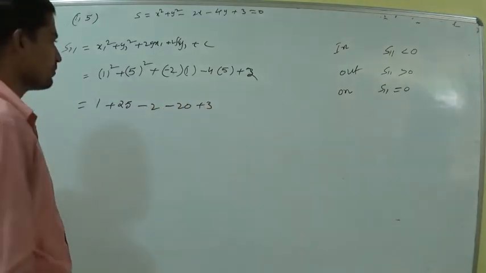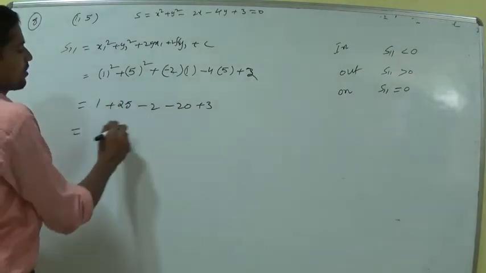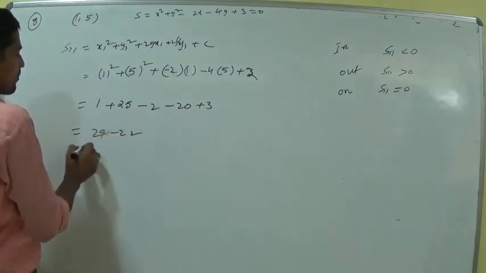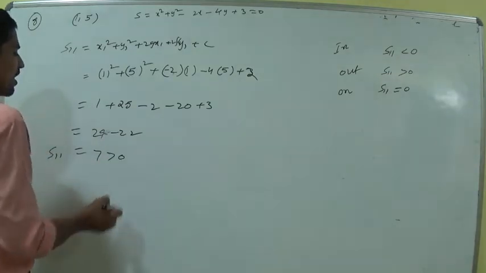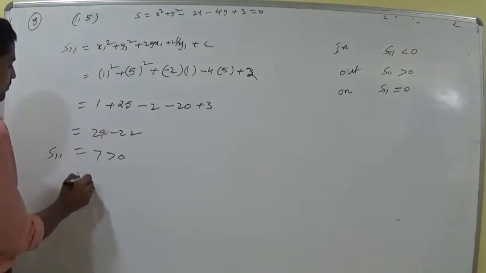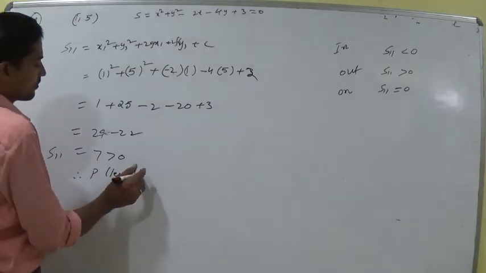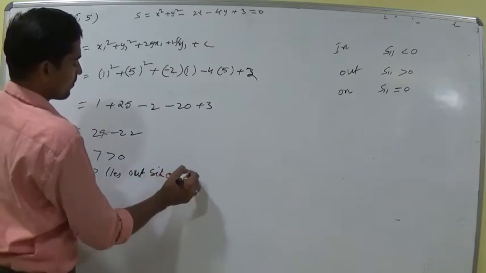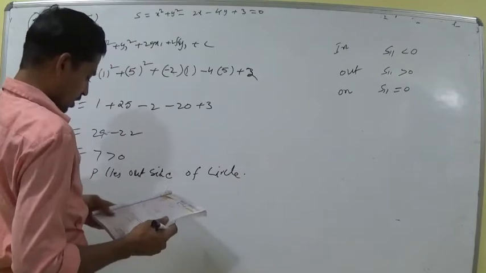Understanding? So 29 minus 22, same problem repeated, equals 7. 7 greater than 0 means the point lies outside of the circle. Therefore P lies outside of the circle. Right? Outside of the circle.